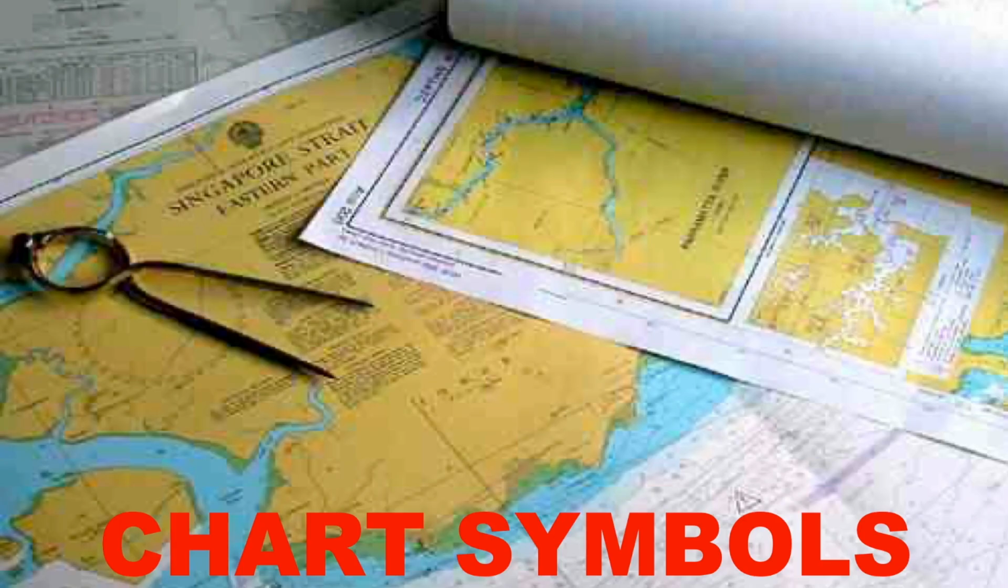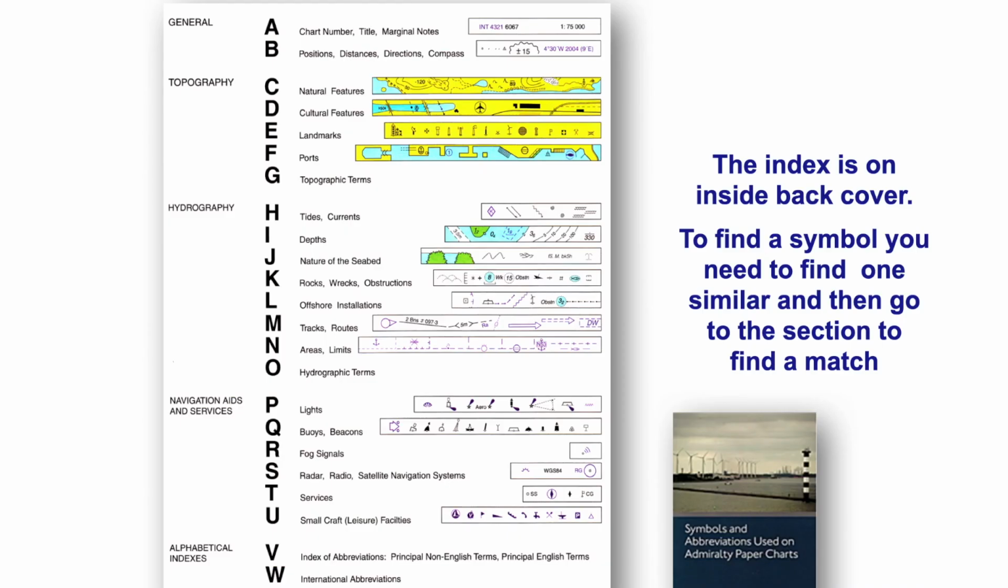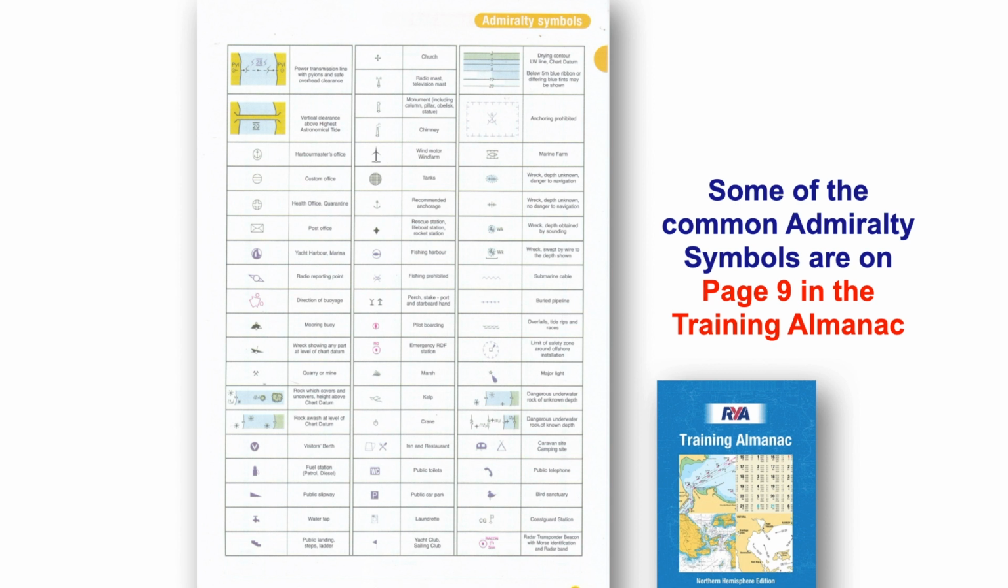Chart symbols. When we look at the chart, there's lots of symbols on there. We could look at them on this, the Admiralty symbols and abbreviations 5011. But what do we have? Well, we have the Training Almanac. There's a page in the Training Almanac with the information, the symbols and abbreviations we have.